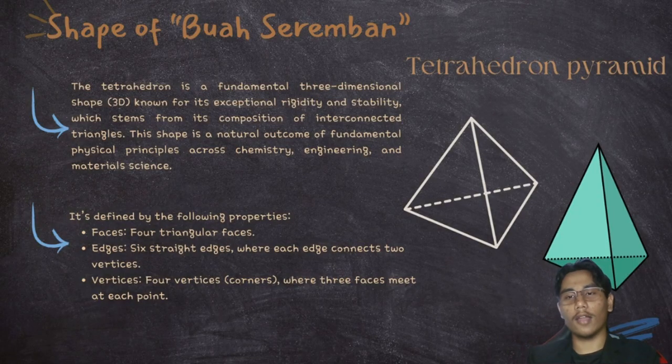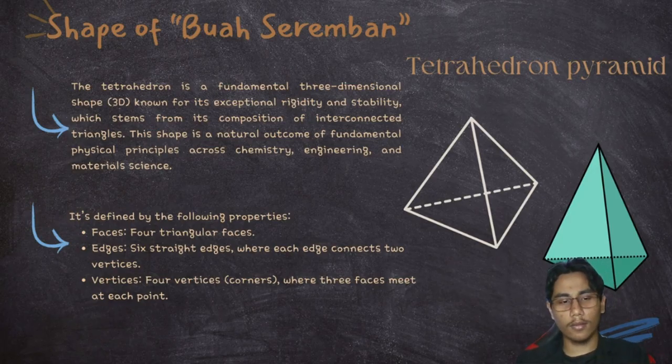Shape of buah seremban. It is a tetrahedron pyramid. The tetrahedron pyramid is a fundamental 3-dimensional shape known for its exceptional rigidity and stability, which stems from the composition of interconnected triangles. This shape is a natural outcome from fundamental physical principles across chemistry, engineering, and material science. It is defined by the following properties.